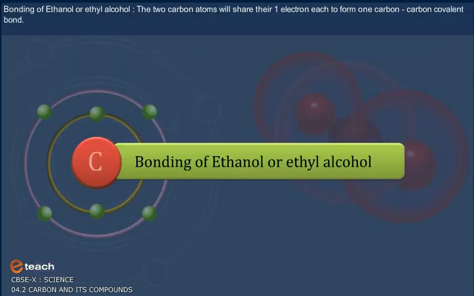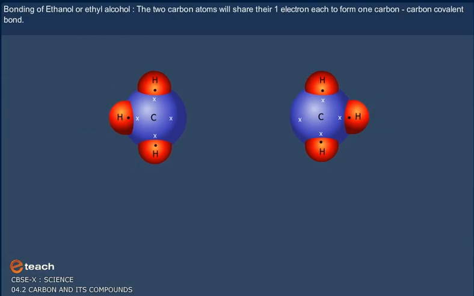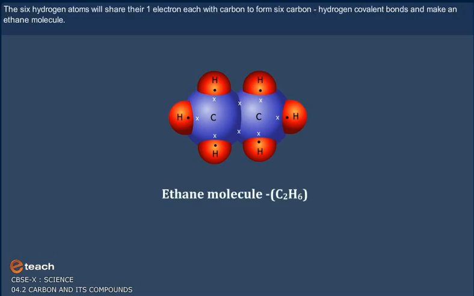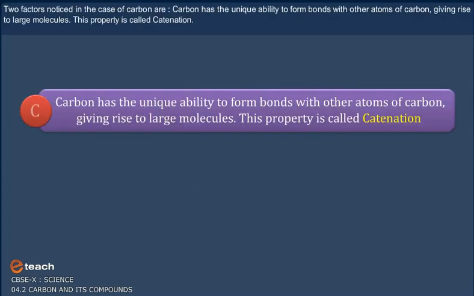Bonding of ethanol or ethyl alcohol. The two carbon atoms will share one electron each to form one carbon-carbon covalent bond. The 6 hydrogen atoms will share one electron each with carbon to form 6 carbon-hydrogen covalent bonds and make an ethane molecule, C2H6. Two factors noticed in the case of carbon are: 1.